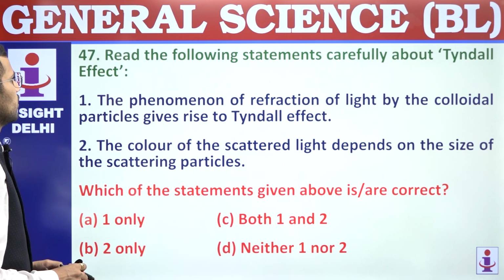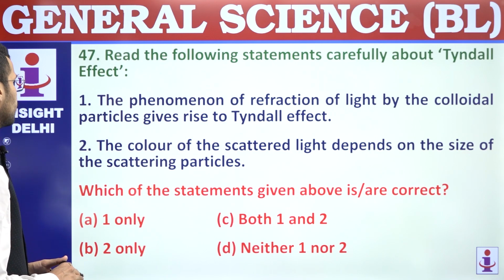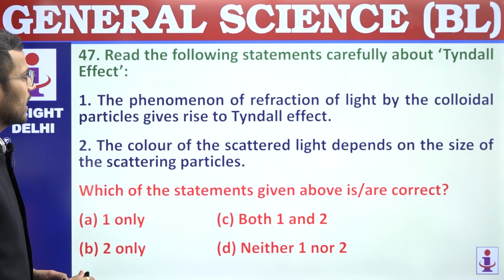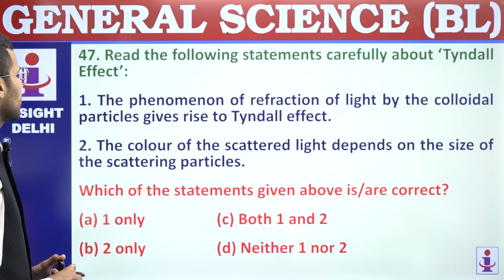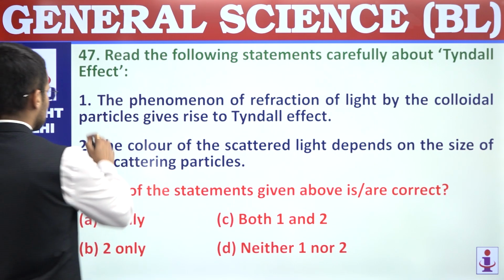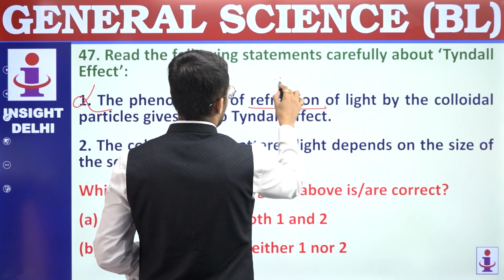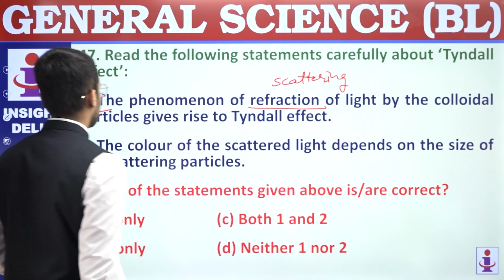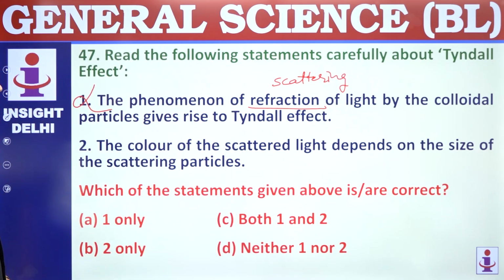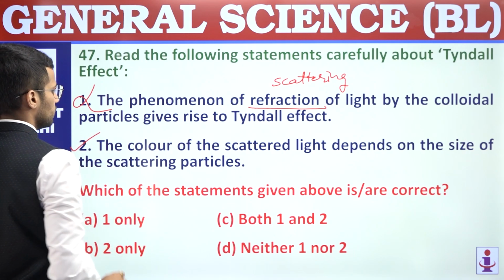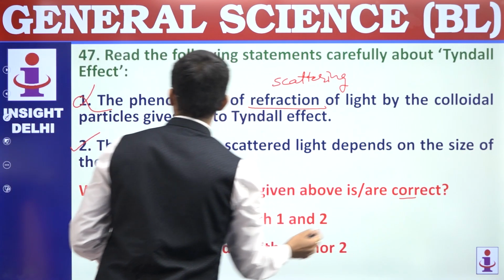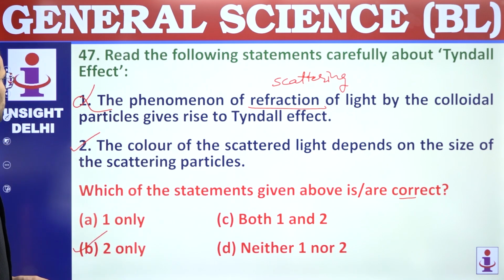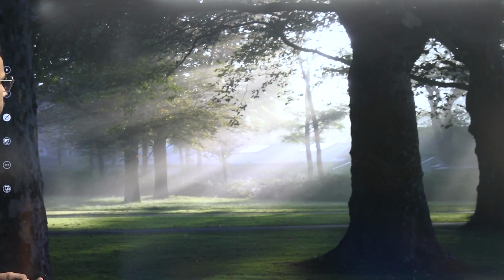Next, 47. Read the following statements carefully about Tyndall effect. First, the phenomenon of refraction of light by the colloidal particles give rise to Tyndall effect. This is incorrect statement because it is not refraction but scattering of light by colloidal particles give rise to Tyndall effect. Second, the color of the scattered light depends on the size of scattering particles. Correct statement. We are supposed to find out correct statements only. So answer is B, 2 only. Question number 47, answer is B. So this is the result of Tyndall effect.